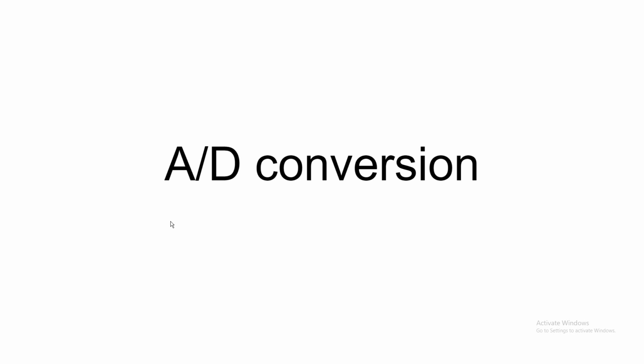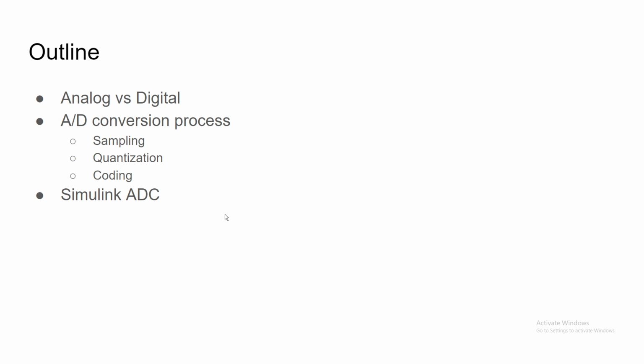In this video, let's talk about analog to digital conversion. So here's the outline of this video. First, we have analog versus digital, then the analog to digital conversion process with steps like sampling, quantization, and coding. Finally, we will look at an ADC in Simulink.